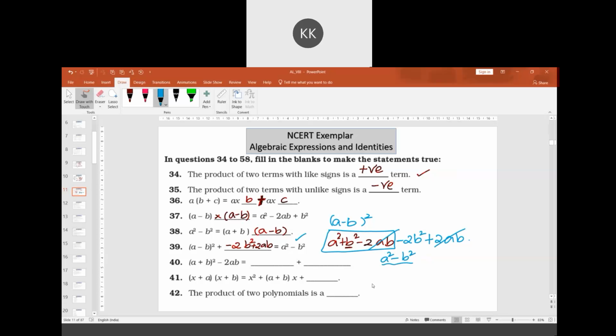Now it's clear. We can do it in a simpler way by just transposing A minus B whole square. The answer is minus 2B square plus 2AB. Yes, I have written the same thing now.